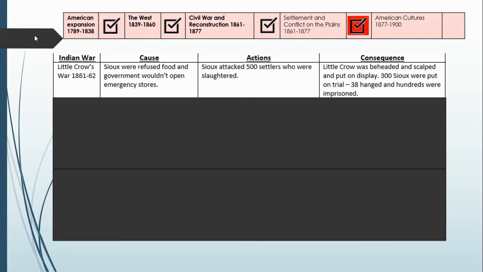The first war that we have is Little Crow's War. The cause of this is the Sioux, remember the main tribe on the plains, were refused food and the government wouldn't open emergency stores.